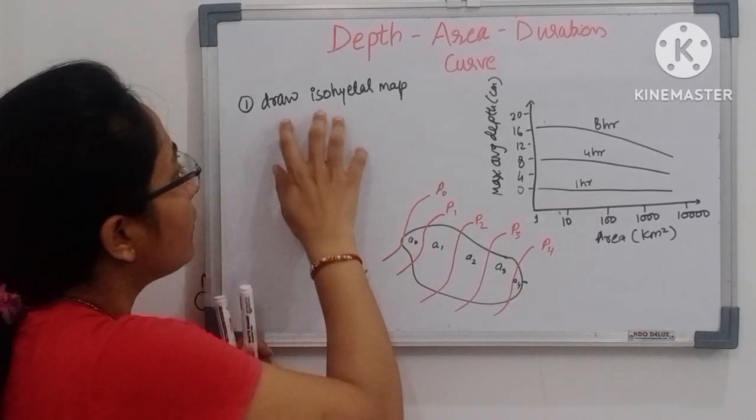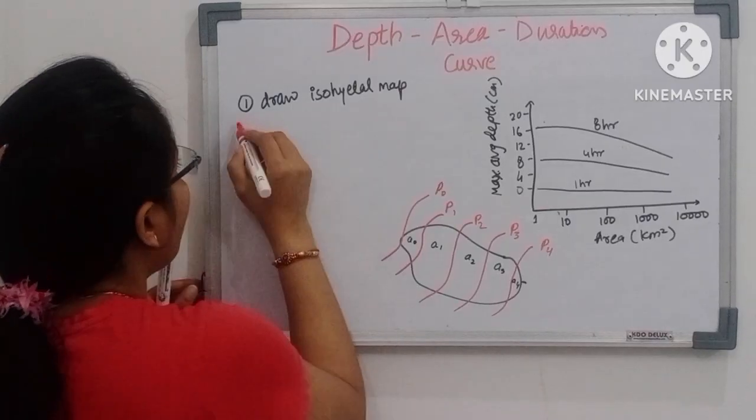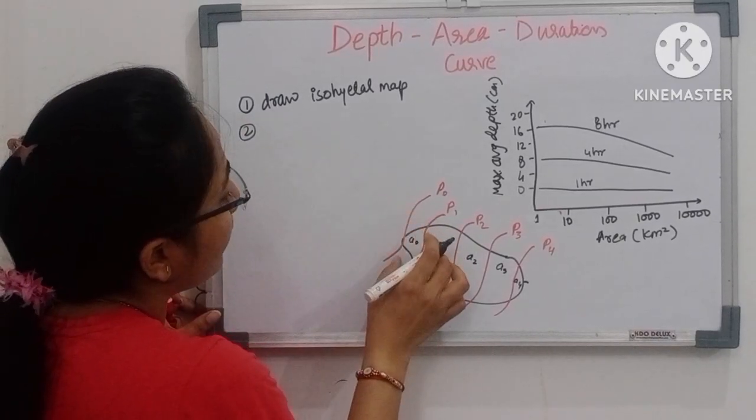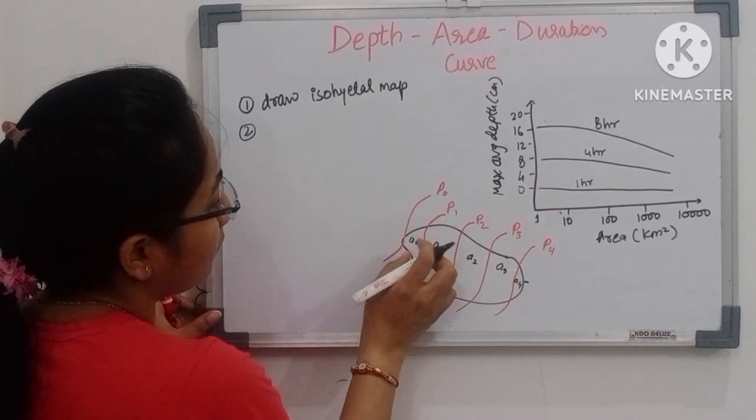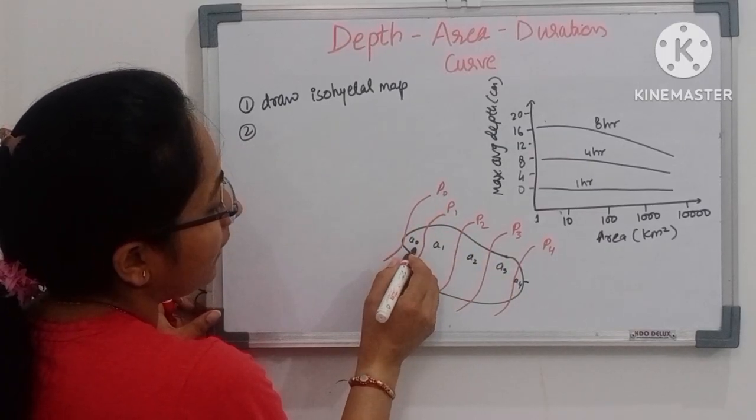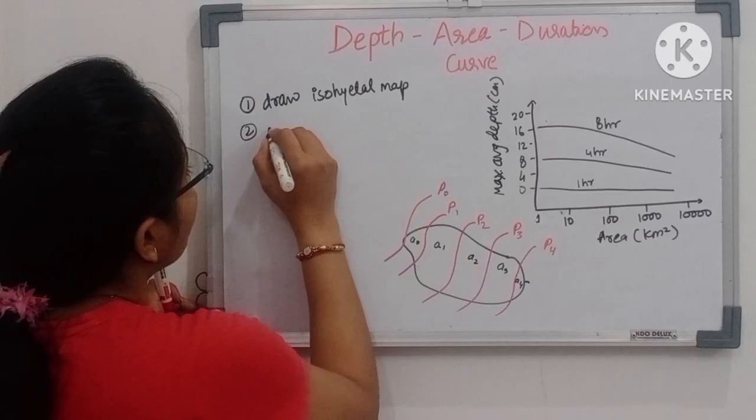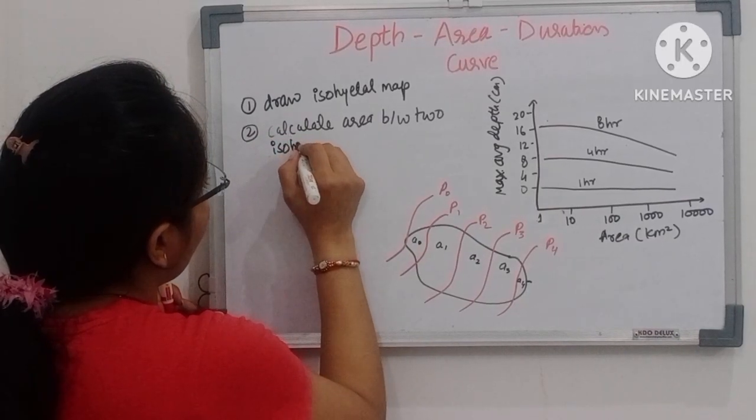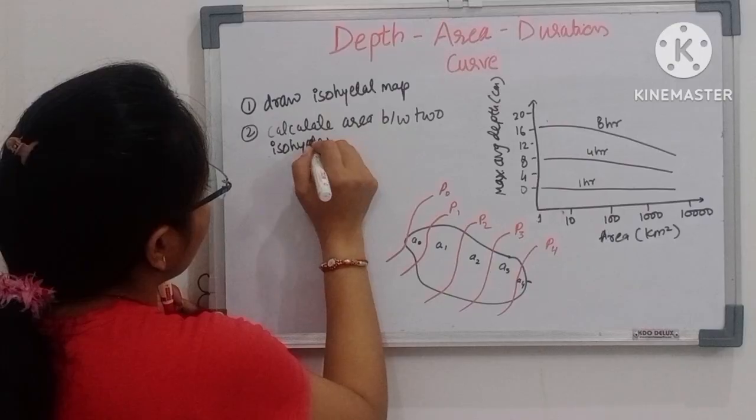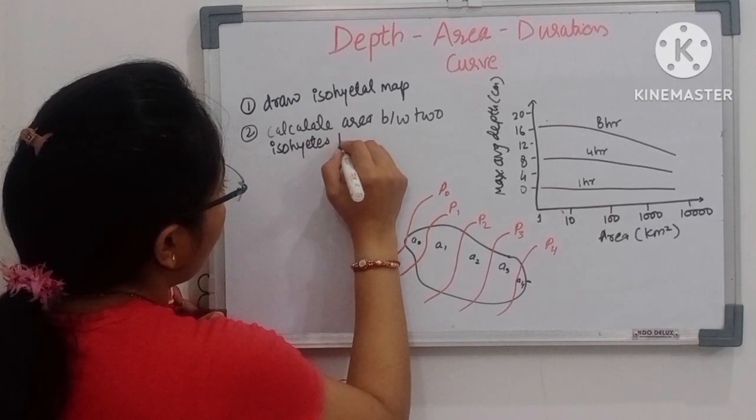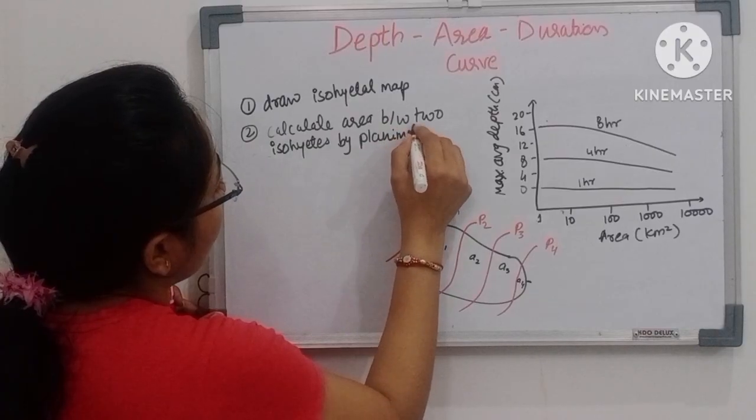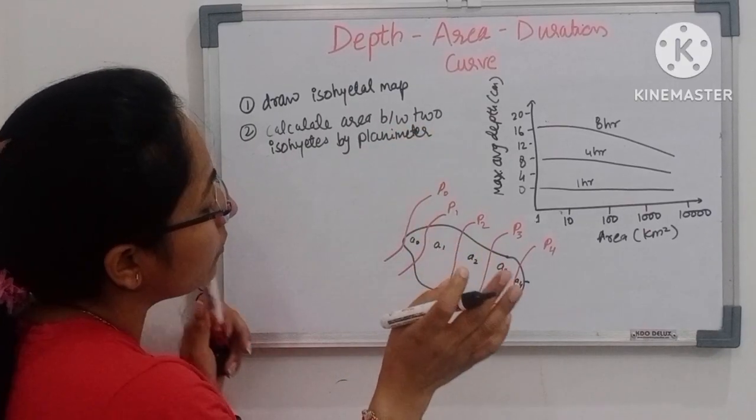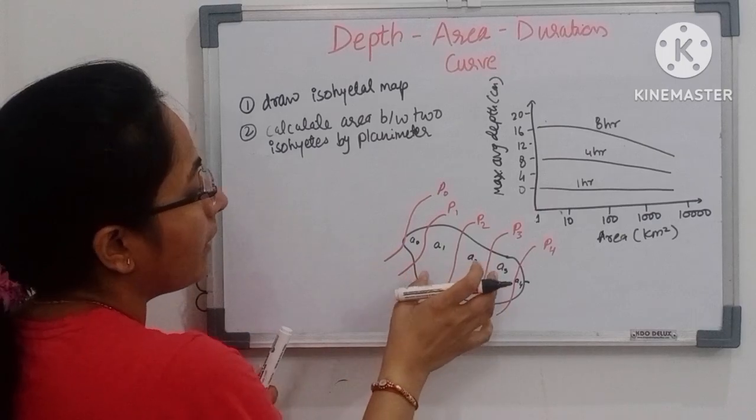So first we draw the isohyetal map, then we calculate the area between two contours, like the area A0, A1, between the isohyets, by planimeter. Nowadays several tools are available to estimate the area.